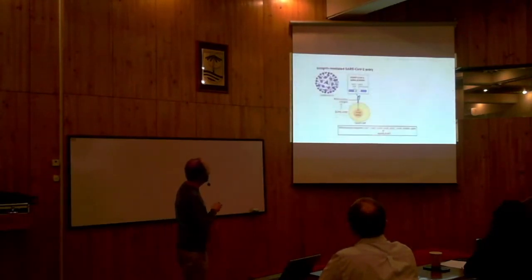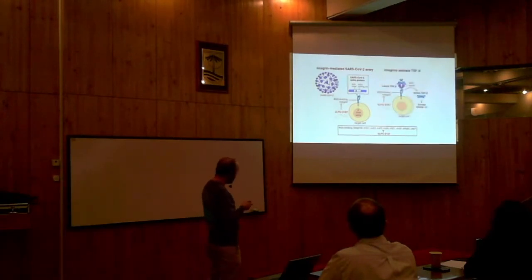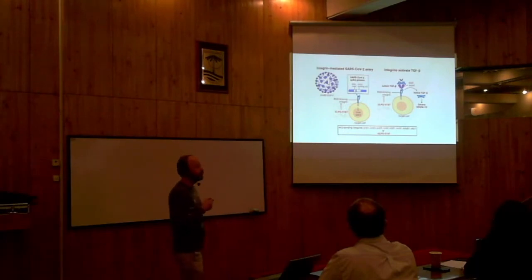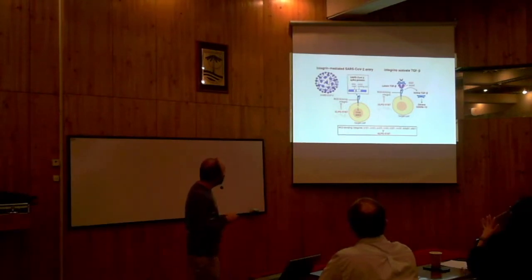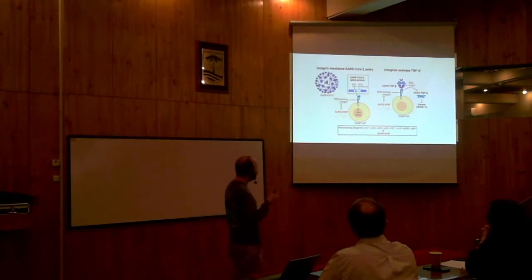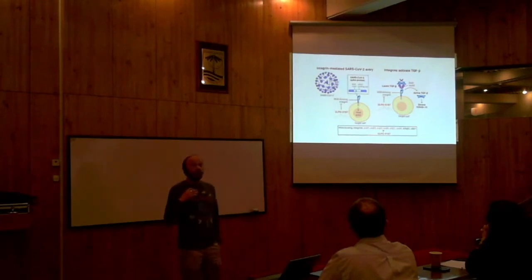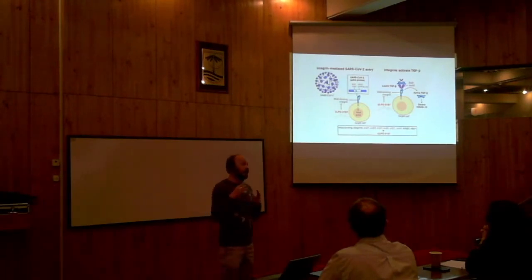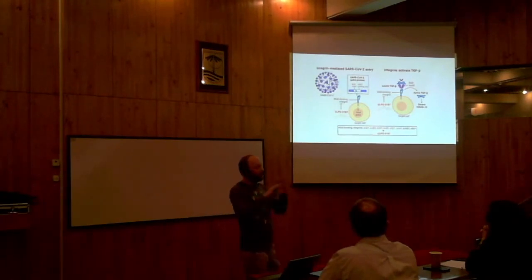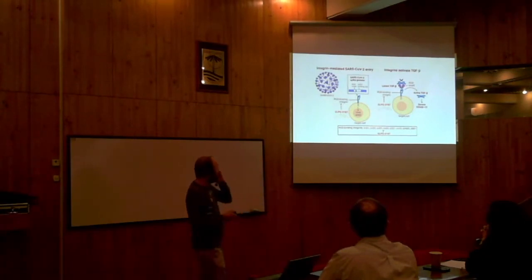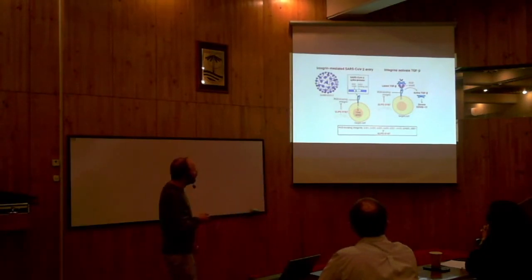It's another alpha 5 beta 1. So now the second part of the talk: integrins activate TGF beta. There exist three isoforms, TGF beta 1, 2, and 3, and they are all in a latent form. That's very important, that they're not directly active. TGF beta does a lot of things, a lot. So it's very important.